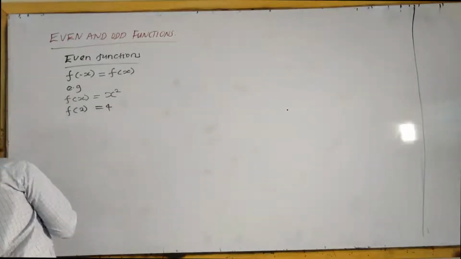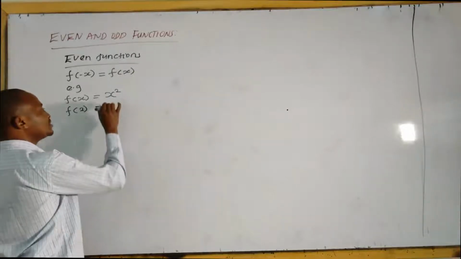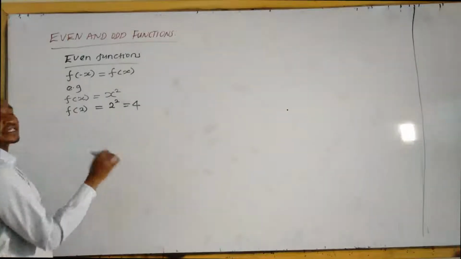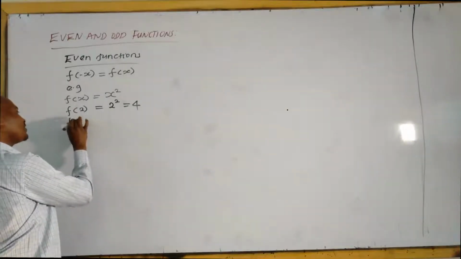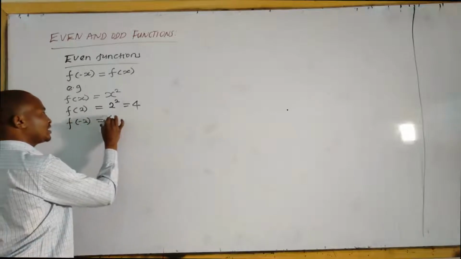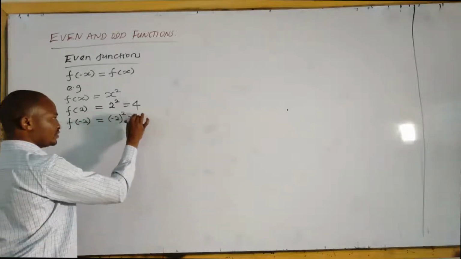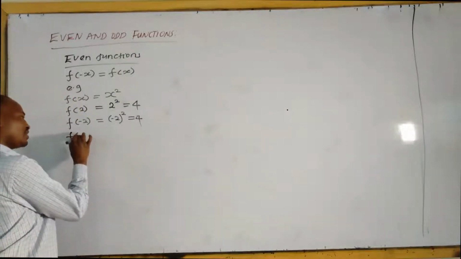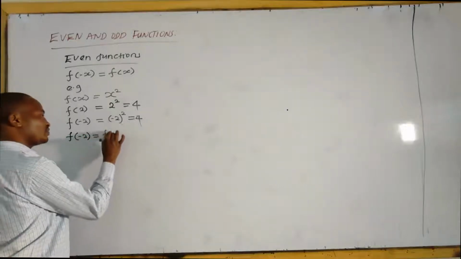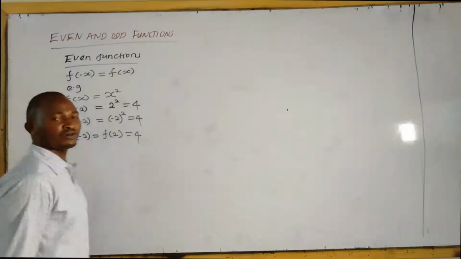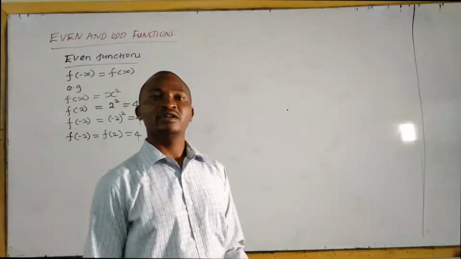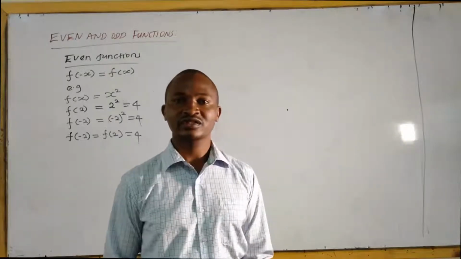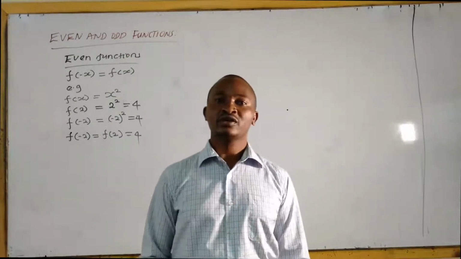Because it will be 2 squared, which is 4. If we take x is equal to negative 2, function of negative 2 will be negative 2 squared, which will be equal to 4. Therefore, you can see function of negative 2 is equal to function of 2, which is equal to 4. This means function of x is equal to x squared is an even function, and we can show it on a graph.